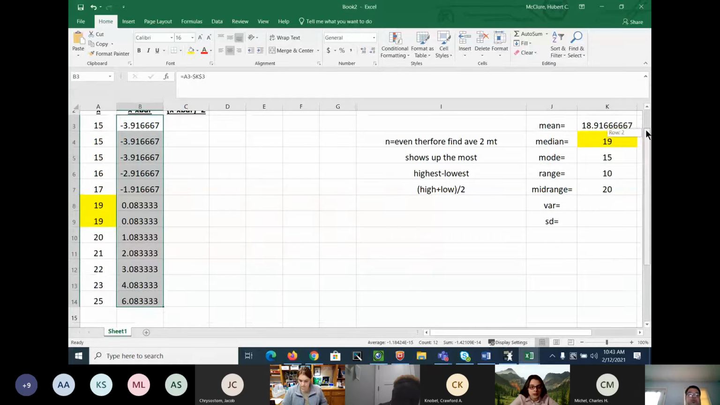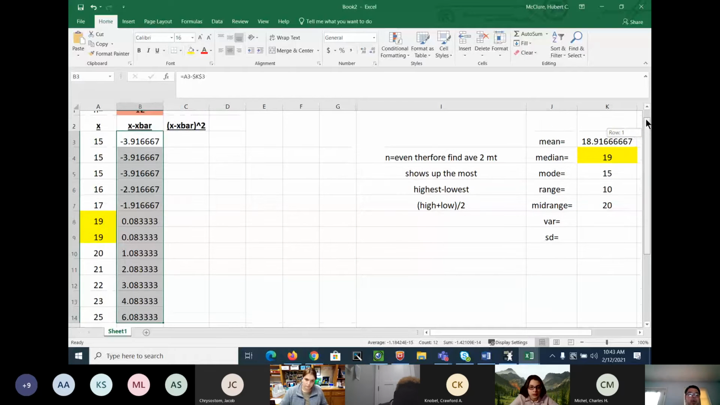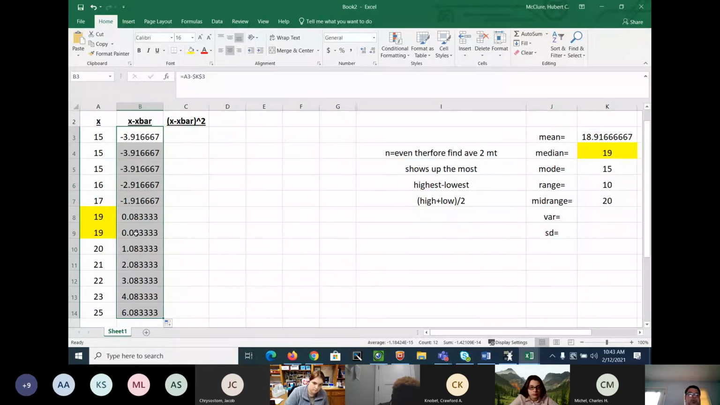Now, I tell students right here, if you don't want to write down all the numbers right now, write down the first one, the middle numbers, and the last one, and then fill in the blanks later. You're subtracting 18.91666667 from each one of your numbers.